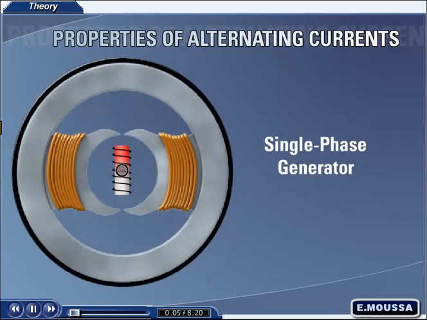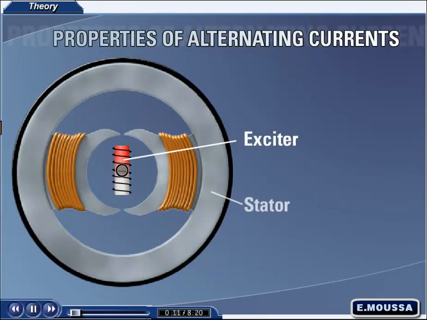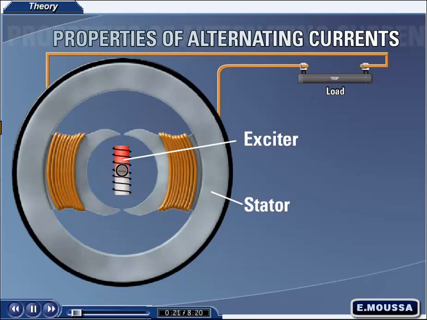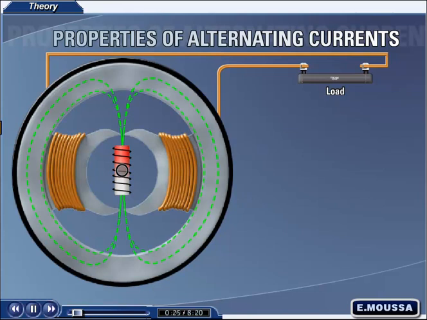Single-phase electrical generator. The single-phase generator is composed of two major components, the exciter and a stator. The exciter is an electromagnet that rotates about its axis. The stator is constructed from two electromagnets, or poles, wired in series with a load, and as the name implies, remain stationary.